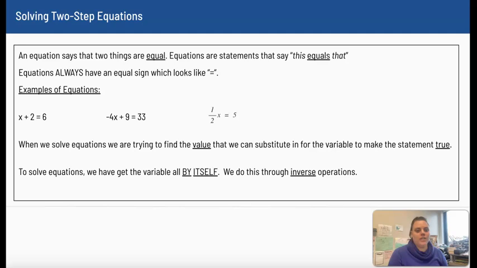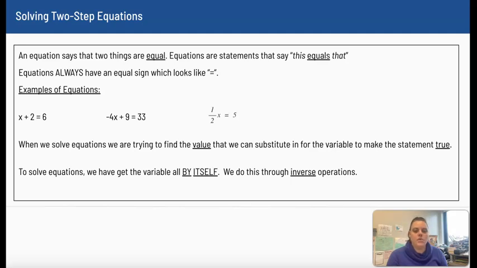Some information, I've underlined the things you need to write down, but an equation is something that says two things are equal. Equations are statements that say this equals that. And equations always have an equal sign, which you should already know, looks like this with two bars. The point is that there is a difference between equations and expressions. Expressions can be evaluated but not solved. Equations will be solved to get a value.